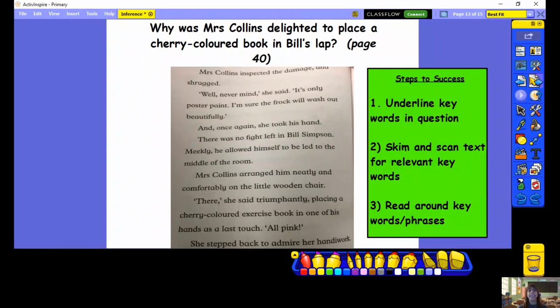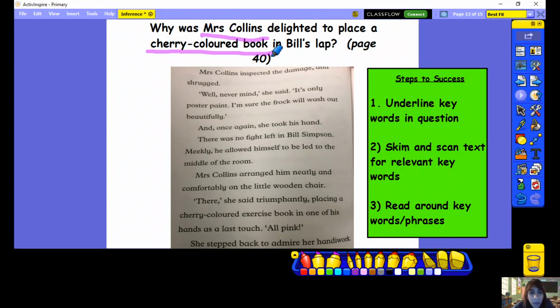Okay, so second one, again, page 40, so you can help me with this one. Why was Mrs. Collins delighted to place a cherry-coloured book in Bill's lap? So again, looking at page 40, because that's what my bracket says, I have to underline the keywords in the question. So this is going to have something to do with Mrs. Collins, and also something to do with a cherry-coloured book. So my second step is to skim and scan the text for those keywords. Are they anywhere in the text? So I'm going to skim and scan.